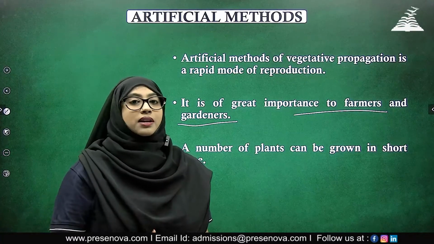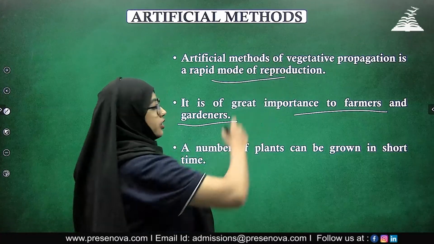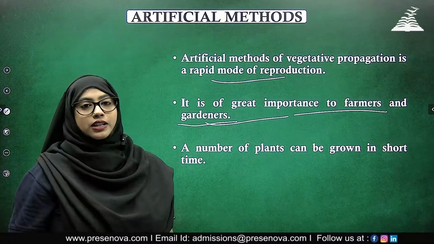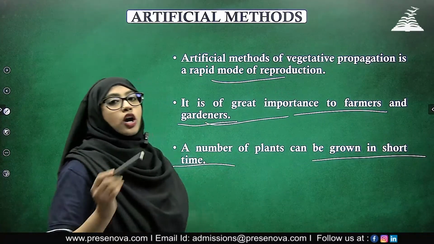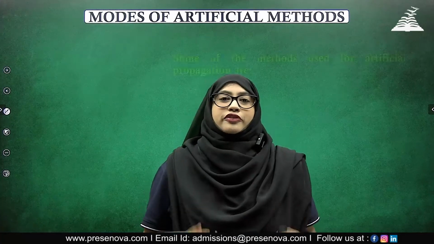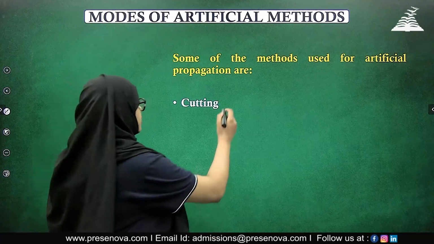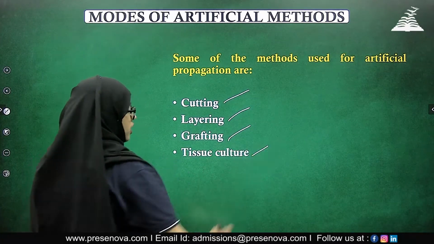But it is not the same in the artificial method, because of which it is a rapid reproductive method, and it is of very great importance to farmers and gardeners, and the plants can be grown in a very short time. So there are different modes of artificial vegetative propagation. The first mode is cutting, then we have layering, then grafting and tissue culture.